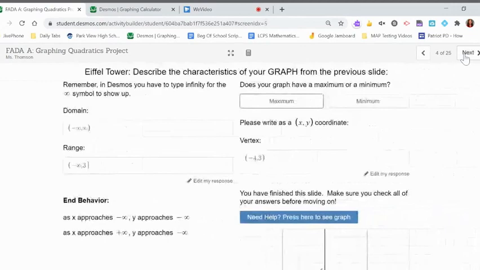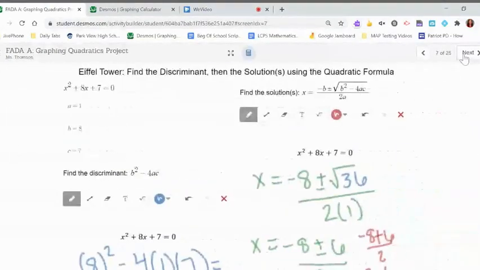So it all interacts. The last thing you'll need to do with your project is do a written summary where you just need to do some research on your particular location. For this one, it was the Eiffel Tower. So just find some basic information about where it is, who constructed it, and anything else you find interesting about that location. Good luck.